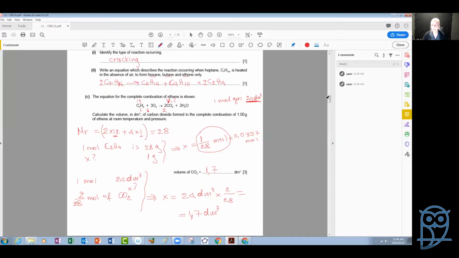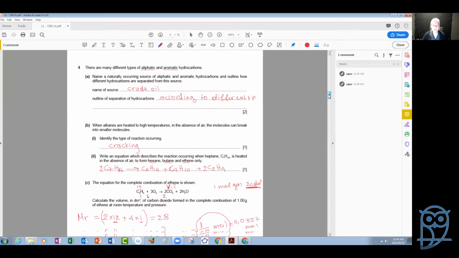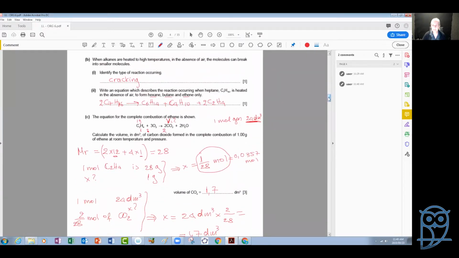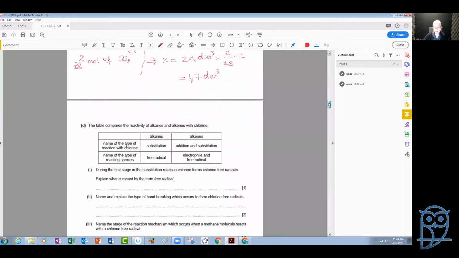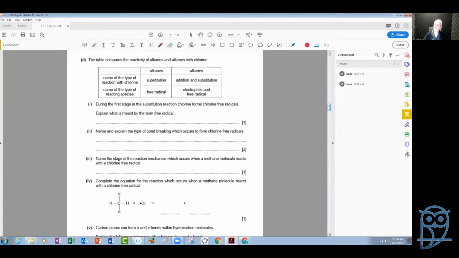All right. Now, okay, this is the first page of this question, and this was not really terribly difficult, isn't it? But now let us go to the second page, which continues again with alkanes, and now let us read carefully what they say. Now they give us this table. Let's see. The table compares the reactivity of alkanes and alkenes with chlorine. So how they react with chlorine, all right?